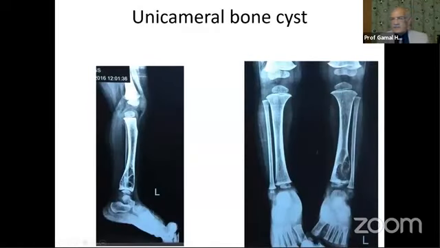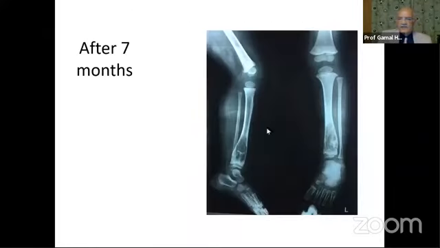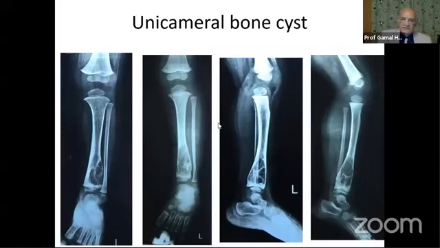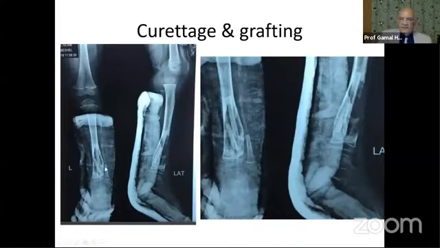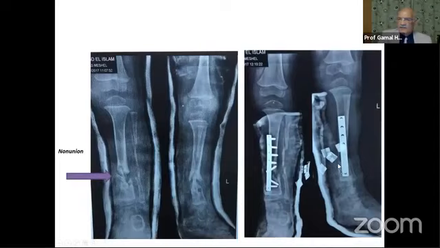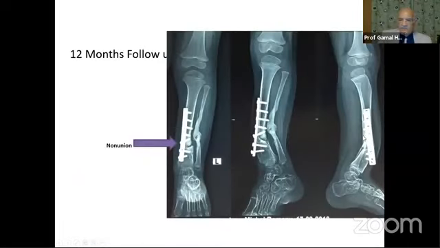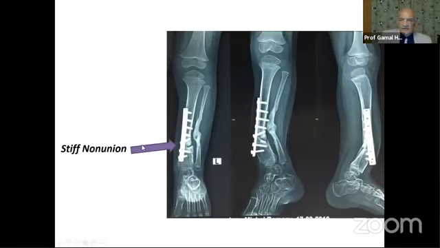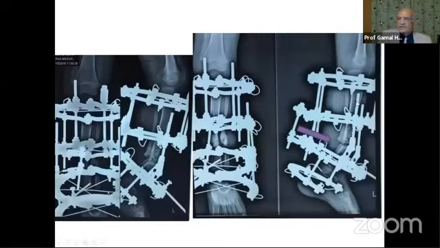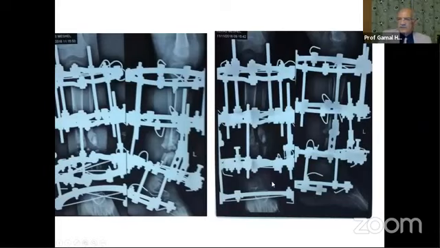The complications of treatment. You have a unicameral bone cyst which had been treated with keratogen grafting elsewhere, then ended up with non-union after 8 months and had been treated by plating and grafting again, and was presented to me after 12 months by this picture, stiff non-union. We removed the plate and we put the frame on and we did distraction. We continued the distraction till we corrected the alignment, then compression. And you see the union.